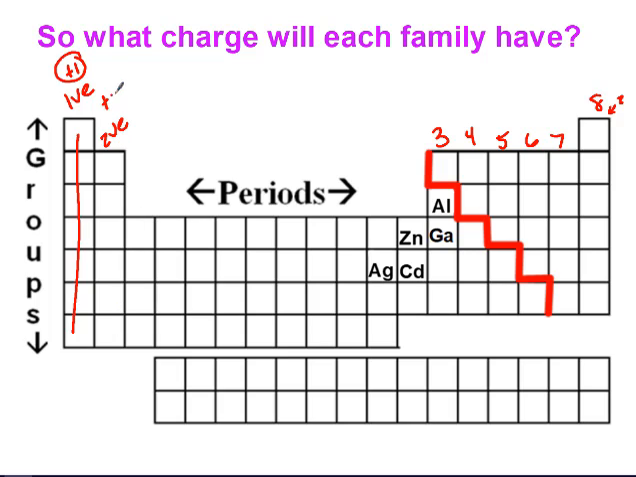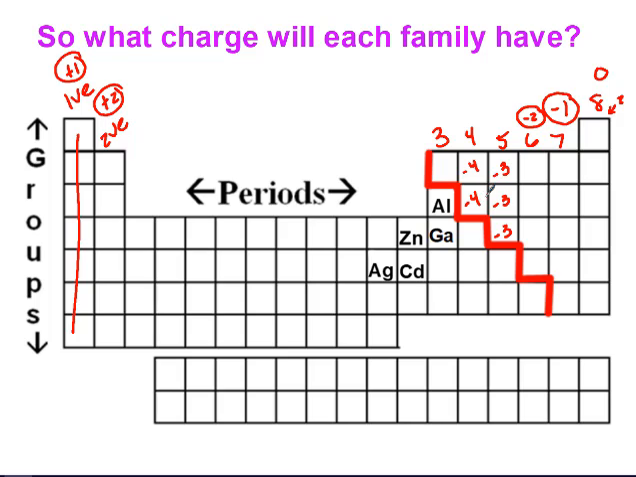These would lose 2 and have a positive 2 charge. The noble gases already have a full outer shell, so they're going to be a 0. They don't react. The halogens have 7, so they need 1 more to get to 8, so they're going to be a negative 1 because they're going to gain 1. This group has 6, they need to gain 2, so they're going to be a negative 2. This one will be a negative 3, and when we say negative 3, it's only going to the nonmetals. So those are negative 3.